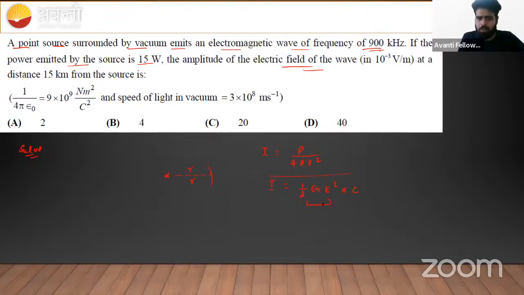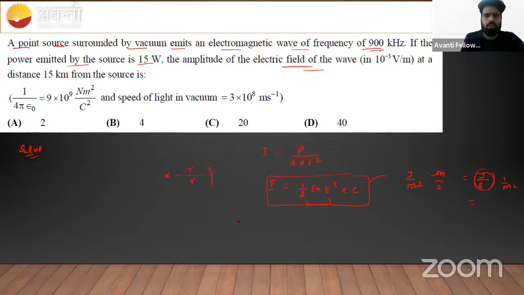We can also check this formula by the units. The unit of energy density is joule per meter cube, correct? And the unit of speed of light is meter per second. If we verify this, this will become joule per second divided by meter square. This is nothing but watt, that is power. Power upon area is known as the intensity. Okay, beta. We just put the values here and we will easily get the answer.